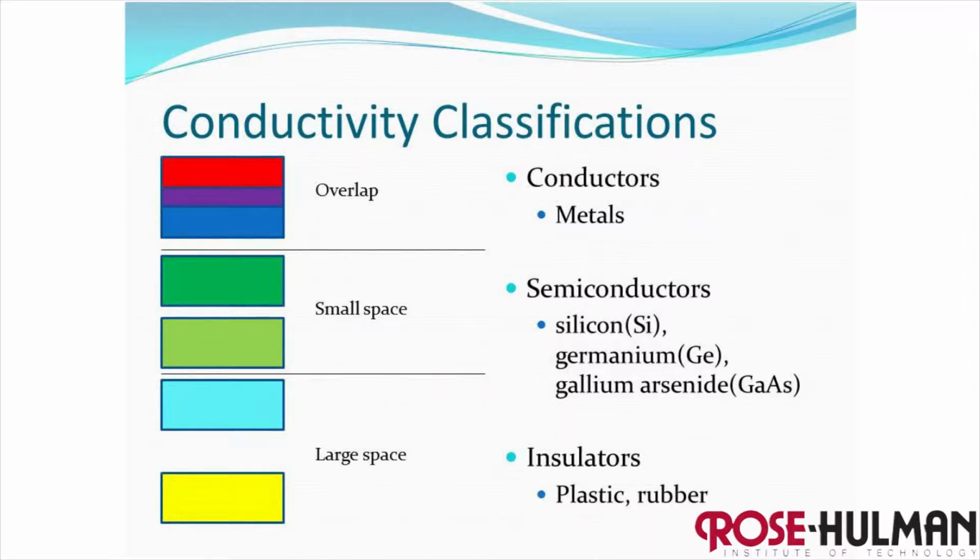Conductors have the shortest distance, and even some overlap, while insulators have the largest, and semiconductors would lie right in the middle. Semiconductors tend to be silicon, germanium, or gallium arsenide. Insulators are plastic or rubber, and conductors can be metal.